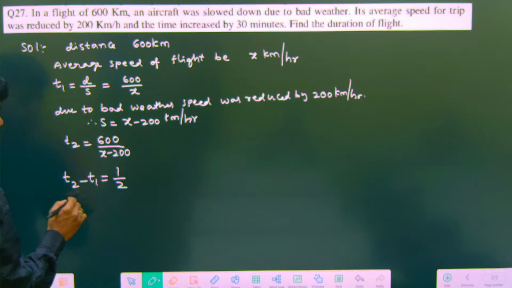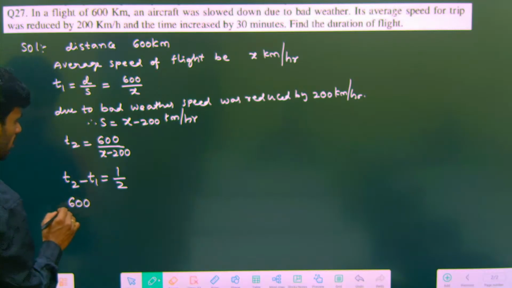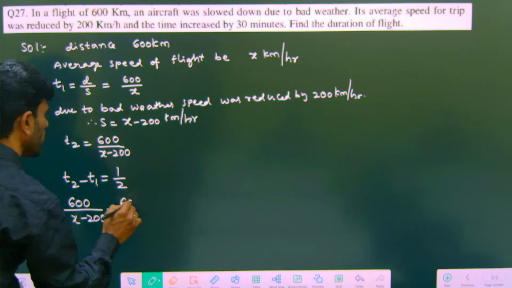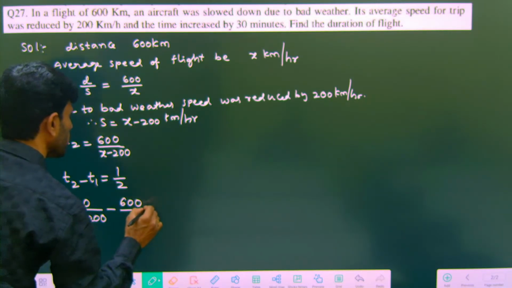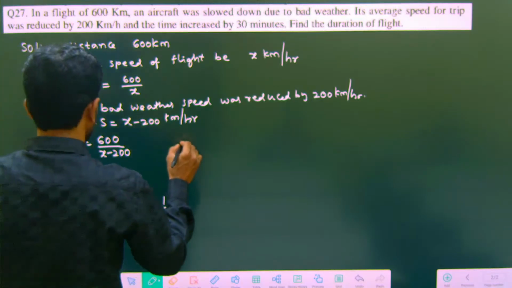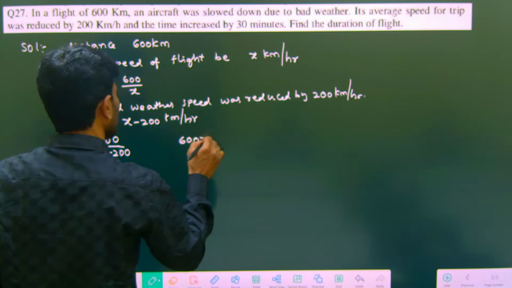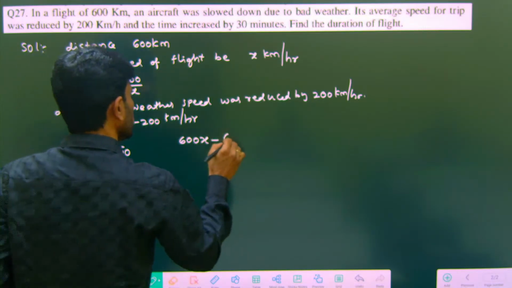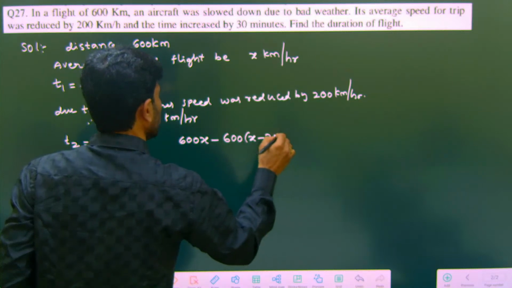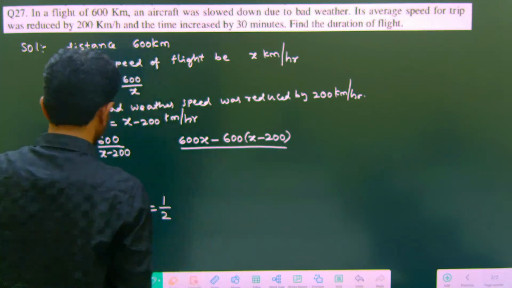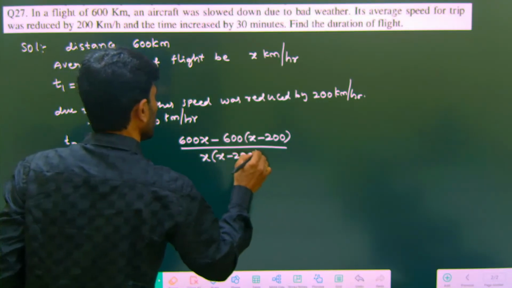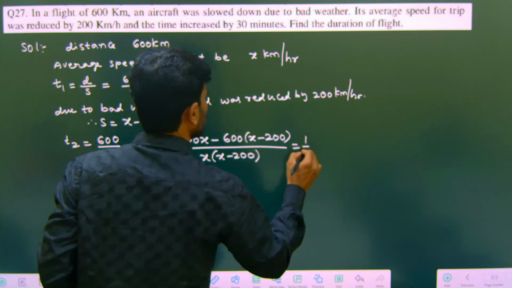So substitute here. Then we get 600 by x minus 200 minus 600 by x is equal to 1 by 2. Now we should take x in here. We get 600x minus 600 of x minus 200 by x into x minus 200 is equal to 1 by 2.